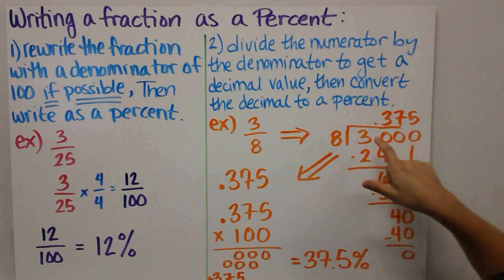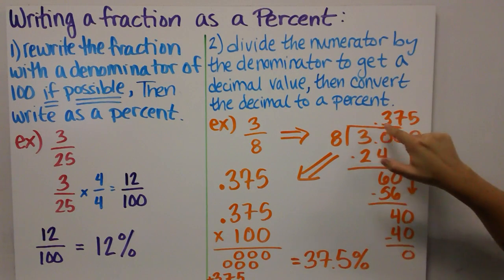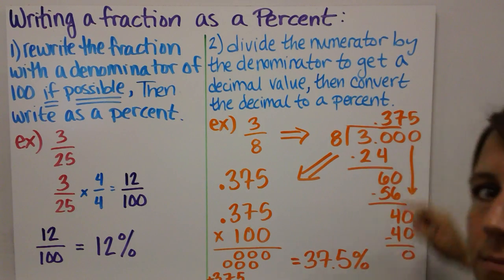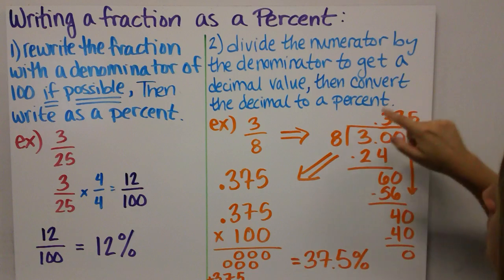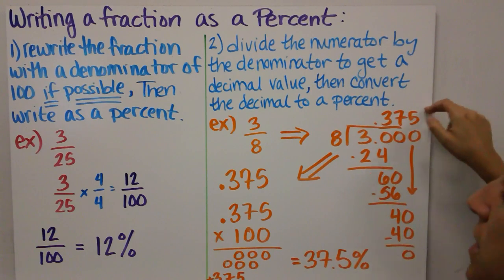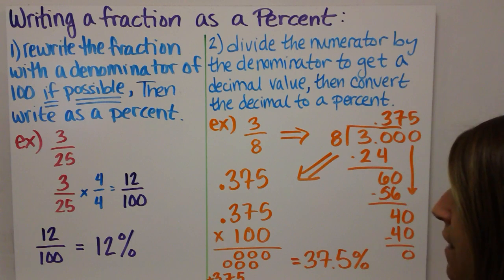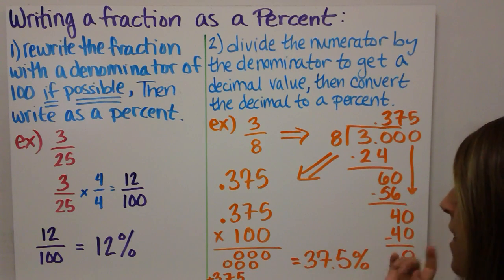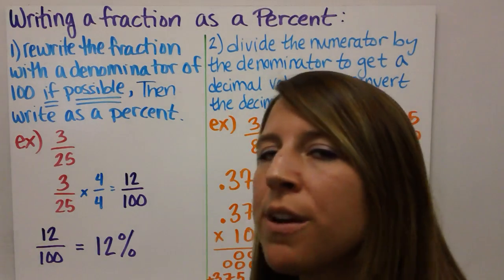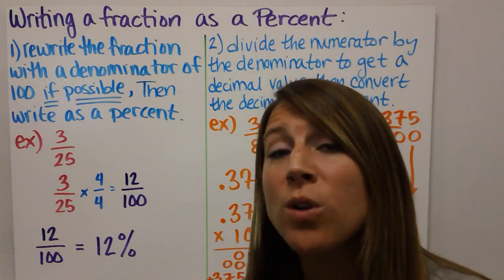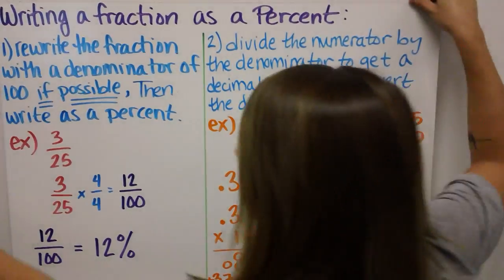3 divided by 8. You have to add your decimal and your zeros, go through that long division, and you get 375 thousandths. It's kind of wild, right? 375 thousandths. So this is my decimal value. Now I know how to turn a decimal into a percent. I multiply by 100. And then here I end up with 37.5%. Remember, when you multiply, you don't just get 37.5. It's representing part of a whole, so it's 37.5%. Love it.